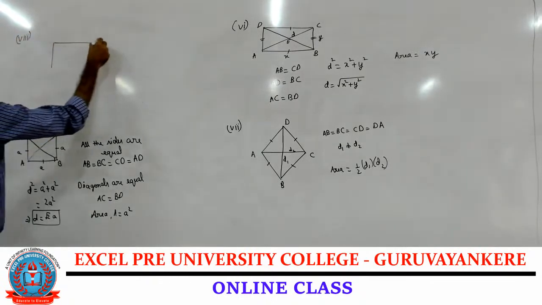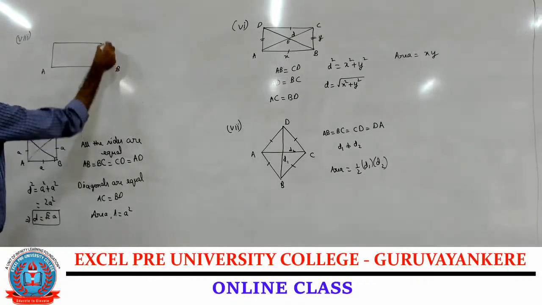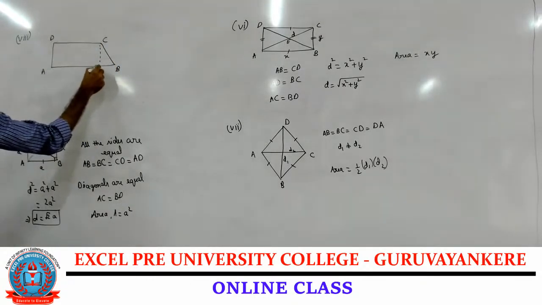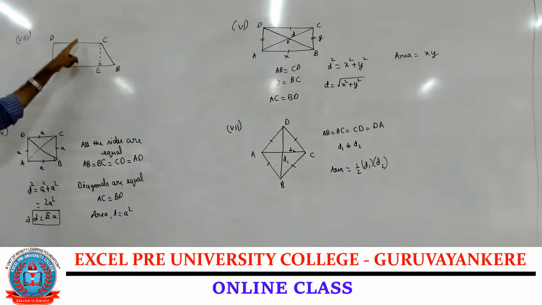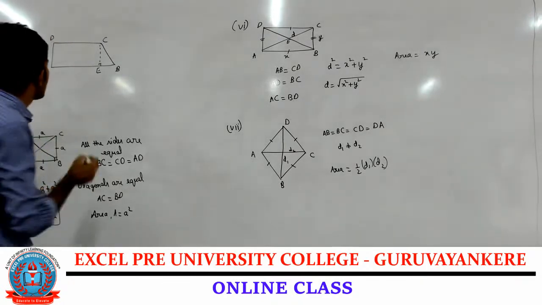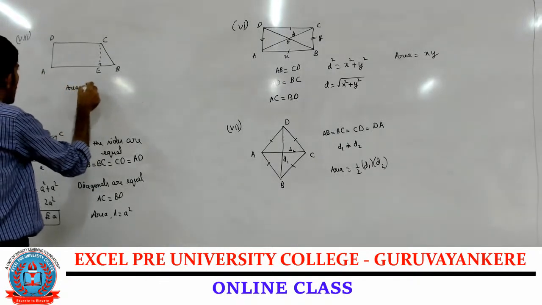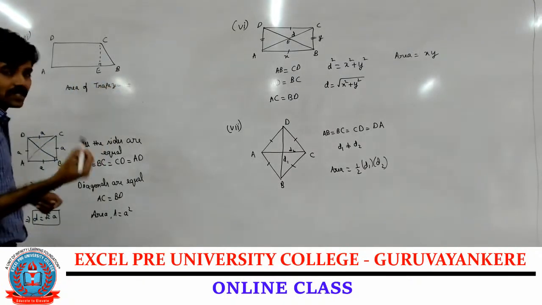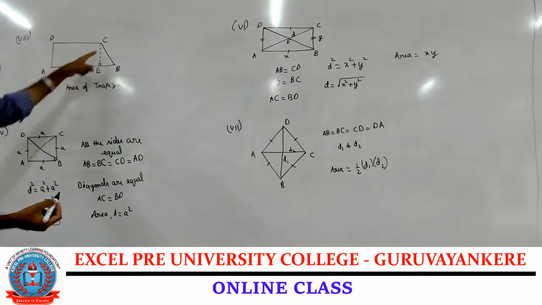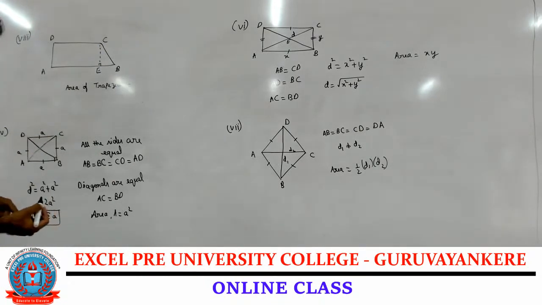This is called a trapezium. A, B, C, D. It's called a trapezium where exactly one pair of opposite sides are parallel. ABCD is a trapezium. To find the area of the trapezium, we can do it like this also: the area of this rectangle plus the area of the triangle gives the area of the trapezium.